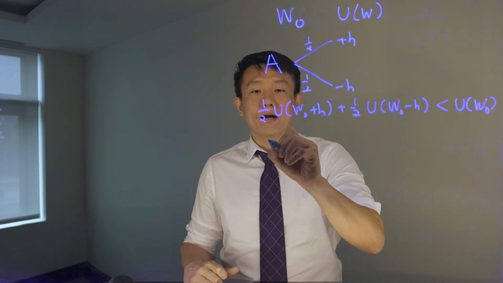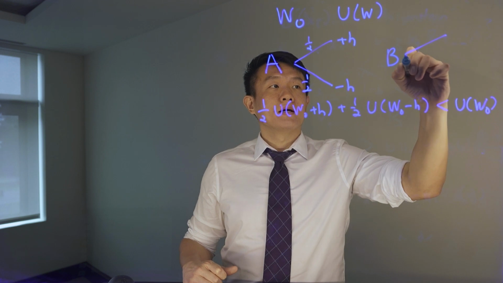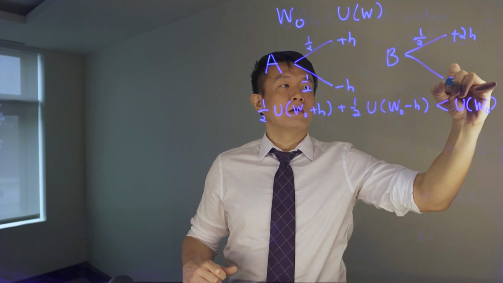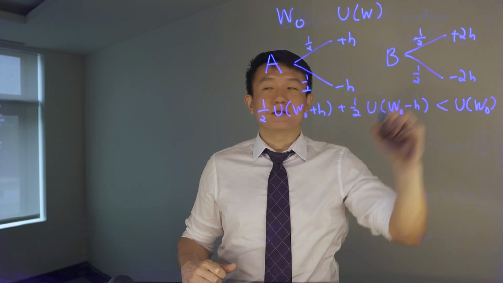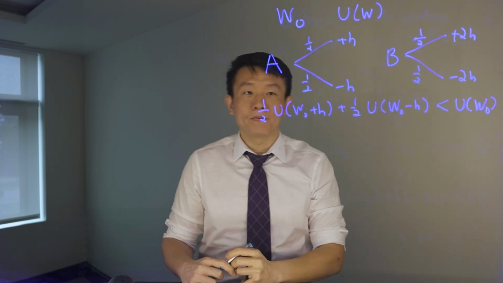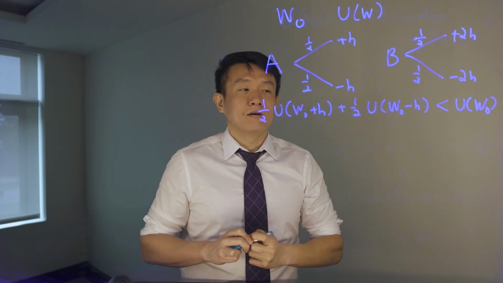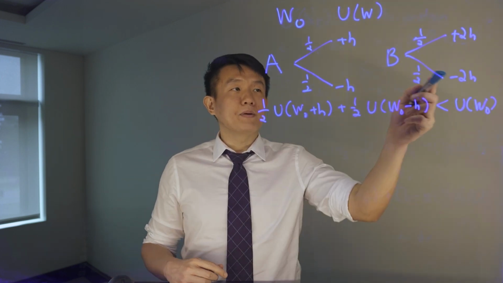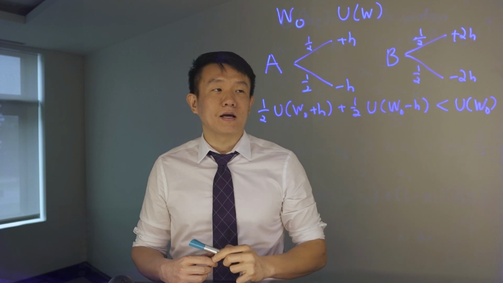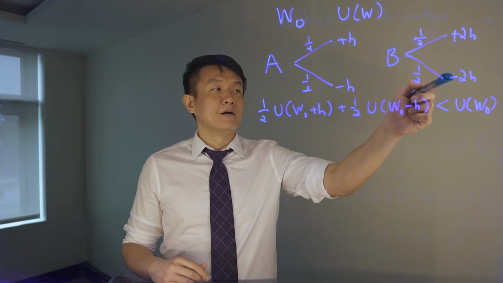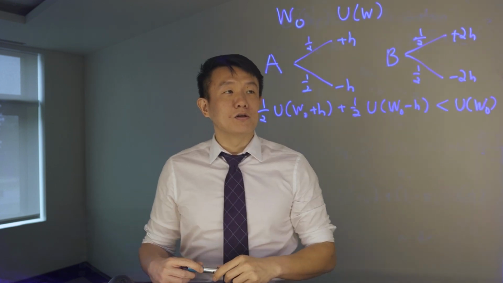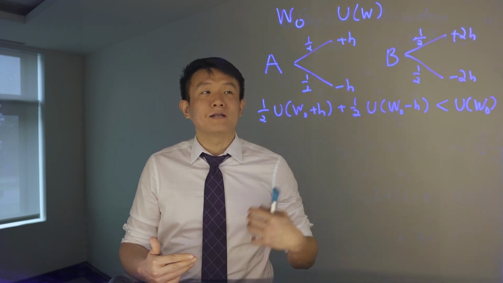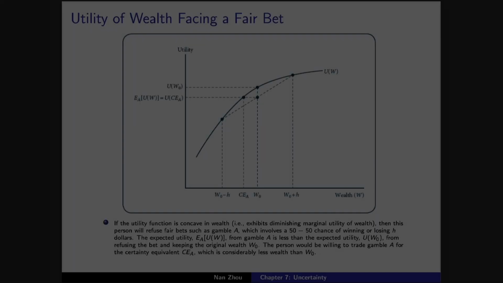If I look at gamble B, it is just gamble A, but doubled in size. Now, if I have, again, a concave utility, gamble B is going to be even worse than gamble A because I'm potentially losing twice as much. The fact that I'm potentially gaining twice as much doesn't matter as much to me.